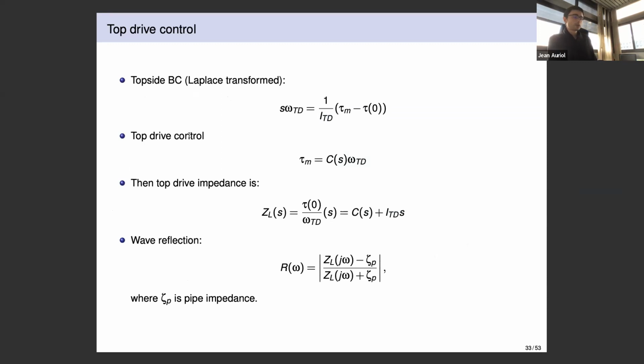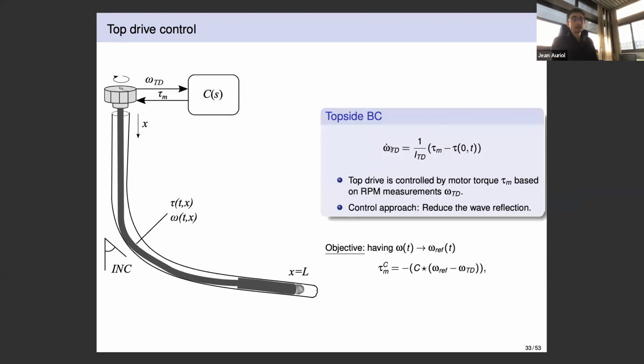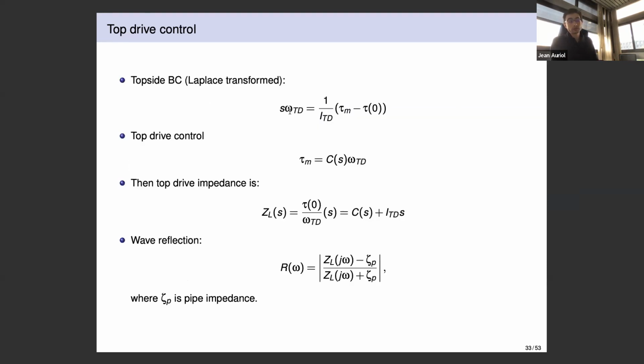Okay, to do so, it might be convenient to perform an analysis in the Laplace domain. So we can take the Laplace transform of the top drive angular velocity, and basically taking a derivative corresponds to multiplication by a variable s. And the top drive control will be given as a transfer function, C of S times omega TD. And we want to find C of S, which is the control input. You have the expression of the top drive impedance and of the wave reflection, where zeta P is the pipe impedance. I'm not going to spend time on that because otherwise I would be running out of time.